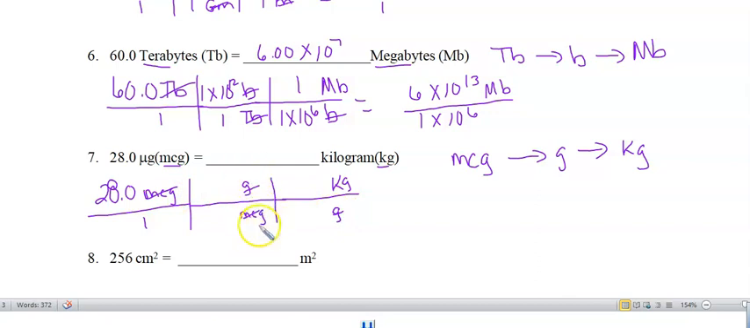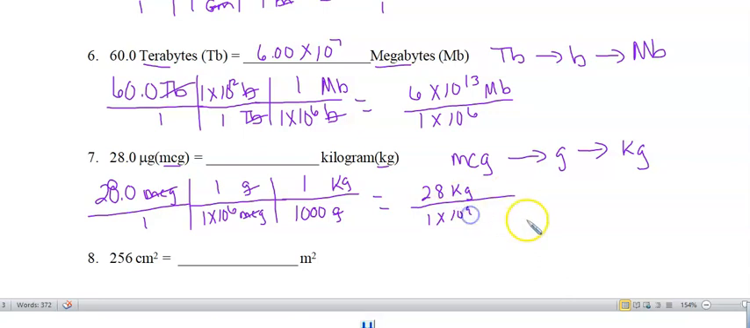Which one's bigger, a gram or a microgram? Grams are bigger, so in 1 gram there's 1 times 10 to the 6 micrograms. Which one's bigger here? Kilo's bigger, so 1,000, or 1 times 10 to the 3rd. I get used to using scientific notation. If you use scientific, you can see the numbers a little bit better. So you're going to end up with 28 on top, and 1 times 10 to the 9th on bottom. Divide those out, you get 2.80 for sig digs times 10 to the negative 8th power.